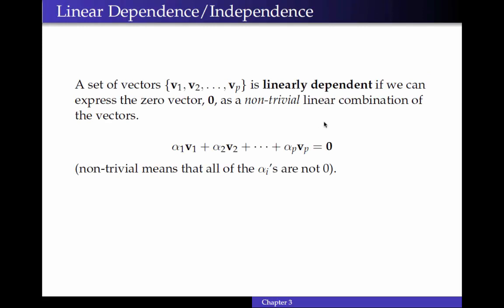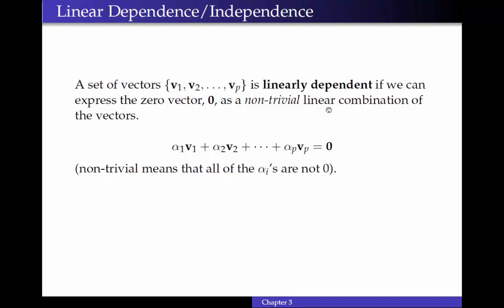So a set of vectors is linearly dependent if we can express the zero vector as a non-trivial linear combination of these vectors. So let's break this down. A linear combination is some constant times the first vector plus constant times the second vector, etc. So we're saying some linear combination. Multiply them by constants and add them up, and I get 0 for every element.